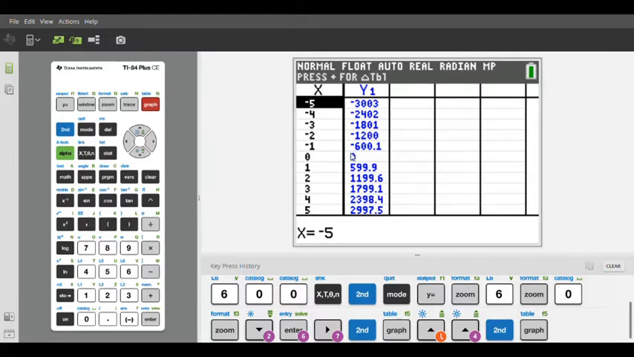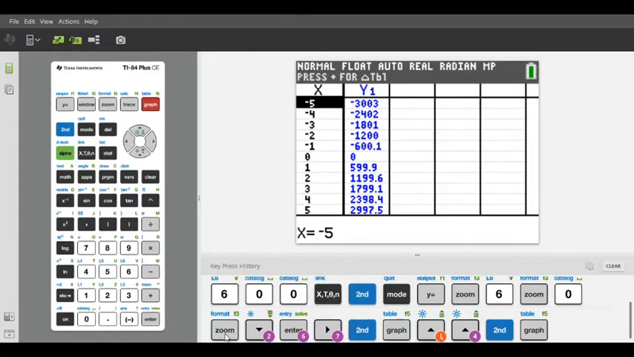So if I want a few points on this graph, 0, 0 is a point. -1, -600.1 is a point. -2, -1200 is a point. 3, 1799.1 is a point. So you've got a whole list of points here.